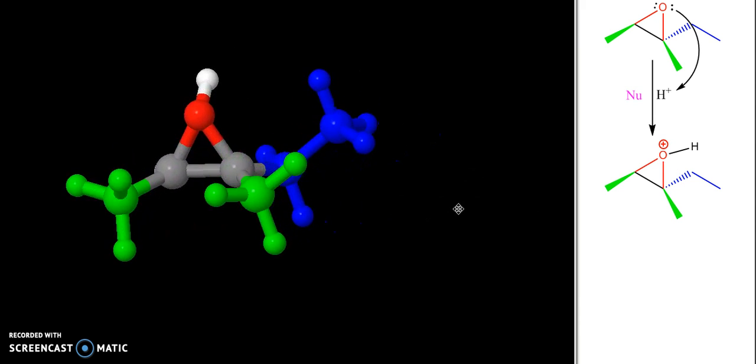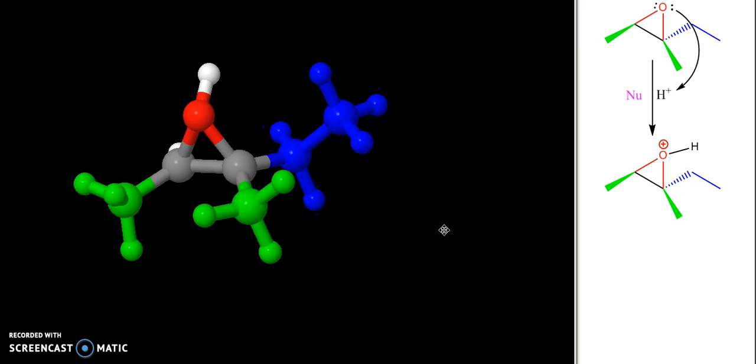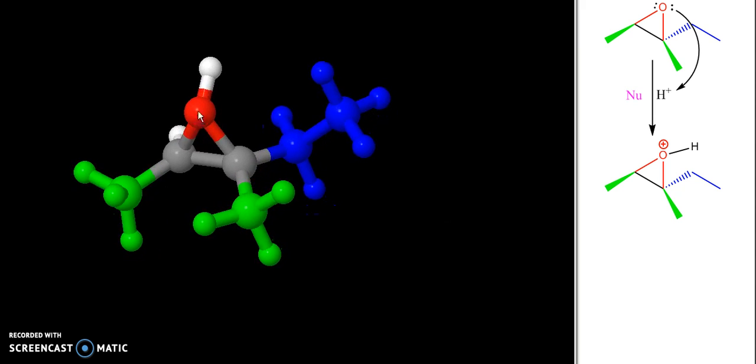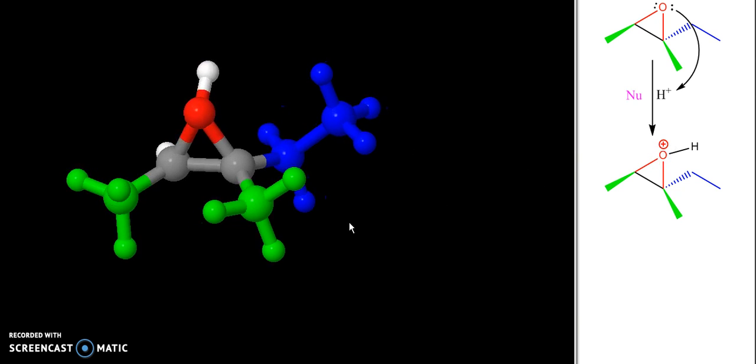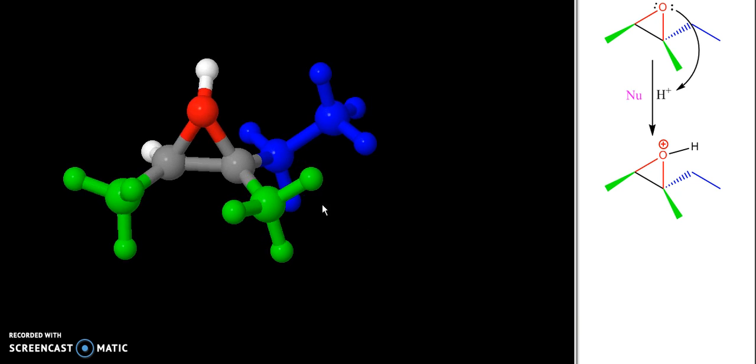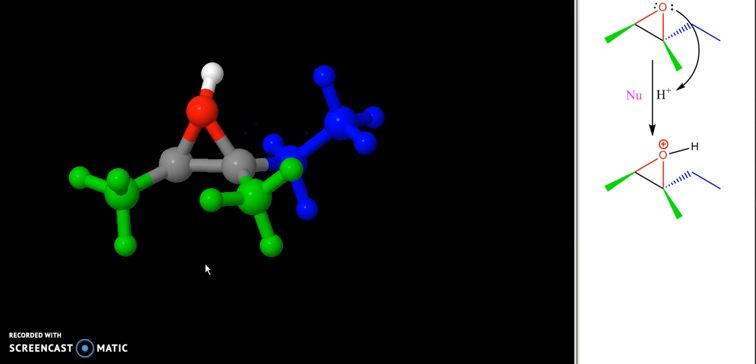And this is our simple model of that protonated epoxide where the oxygen has picked up a hydrogen. It now has a positive charge. Well, this simple model is actually not the best model because that oxygen is going to pull on the electrons in these other bonds because it's a very electronegative atom. It doesn't usually bear a positive charge, so it's going to pull electrons away from the carbons that it's interacting with.